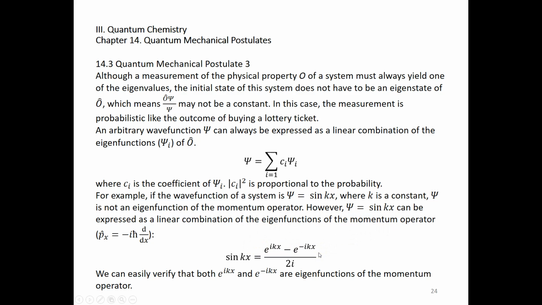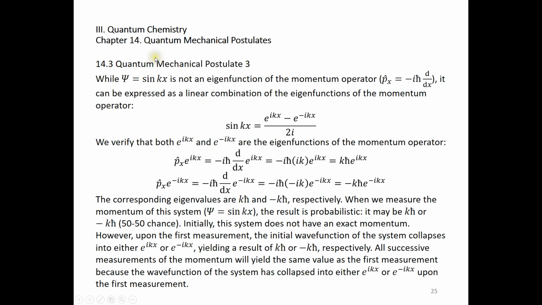So again, if we have a function here, sine kx, that is not an eigenfunction of the momentum operator, it can be expressed as a linear combination of the eigenfunctions of the momentum operator. So we get around the problem here. If we try to measure the momentum of this system with a wave function of sine kx, sometimes we will get a measurement value of kh bar, sometimes negative kh bar.